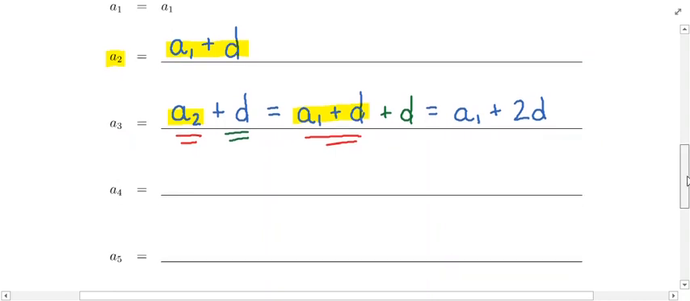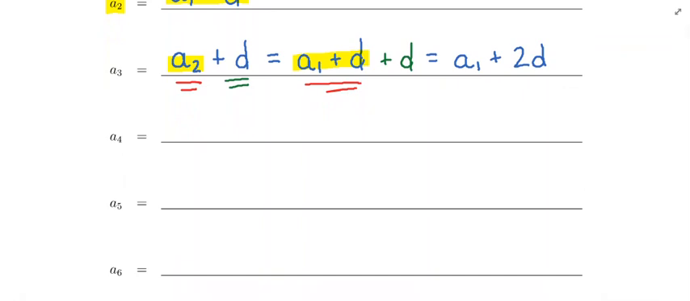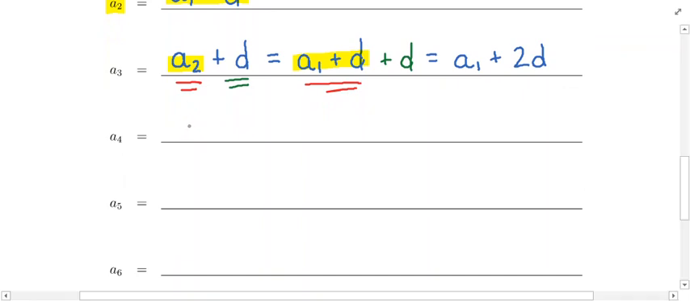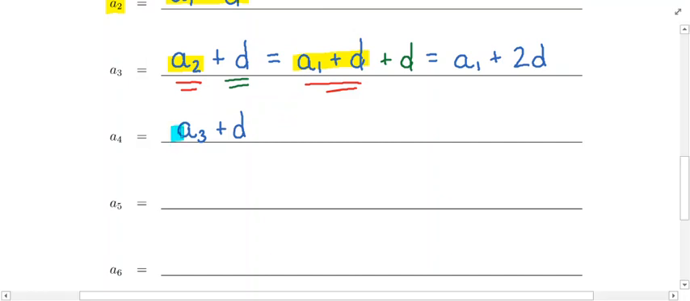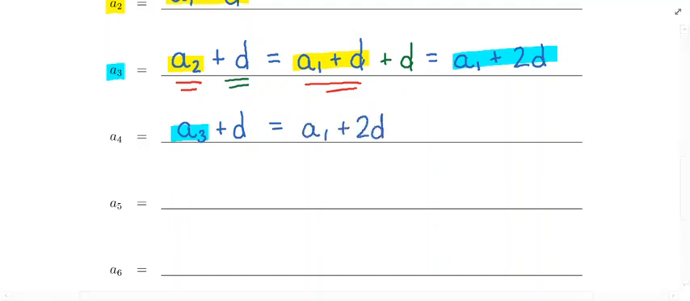So we're going to continue in this manner. If we move on to A4, to get the fourth term, we know we need to take the previous term, which is A3, and add the common difference. But we can do the same kind of thing we did before. We know how to get A3. We already have a formula for it. A3 is the same thing as A1 plus 2D. So we're going to pop that in. We can rewrite A4, which is A3 plus D, this way: A3 is the same thing as A1 plus 2D.